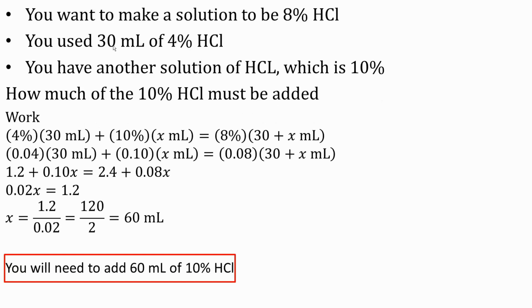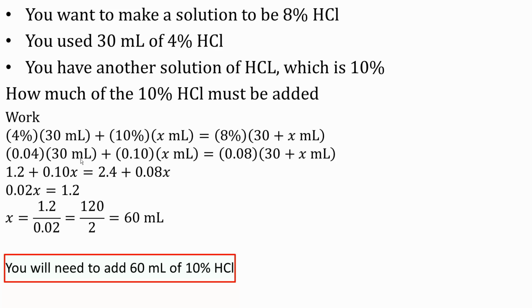So right now I use 30 mils of 4% HCl, and I need to add an unknown quantity of 10% HCl in order to make my total solution 8%. And my total solution will contain the 30 mils we use for 4% plus the added amount, plus X. And so this is what we get. So 4% is equal to 0.04, and 10% is equal to 0.1, and 8% is equal to 0.08.